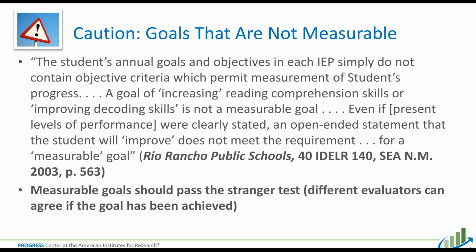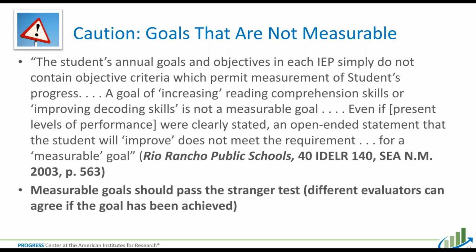actually a state educational agency decision in which the goals and objectives in the IEP did not contain objective criteria. And as the hearing officer wrote, a goal of increasing reading comprehension skills or improving decoding skills is not a measurable goal. And even if these were clearly stated, the statement that a student will improve does not meet the requirement for a measurable goal. So think that a measurable goal should pass the stranger test. That is, different evaluators can agree if a goal has been measured.